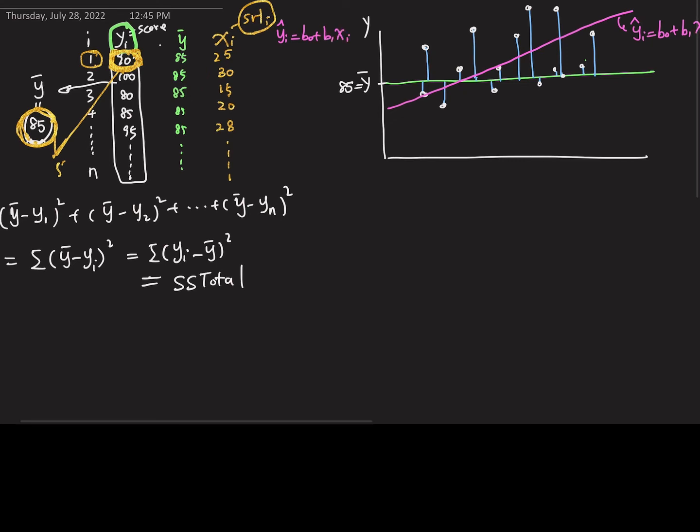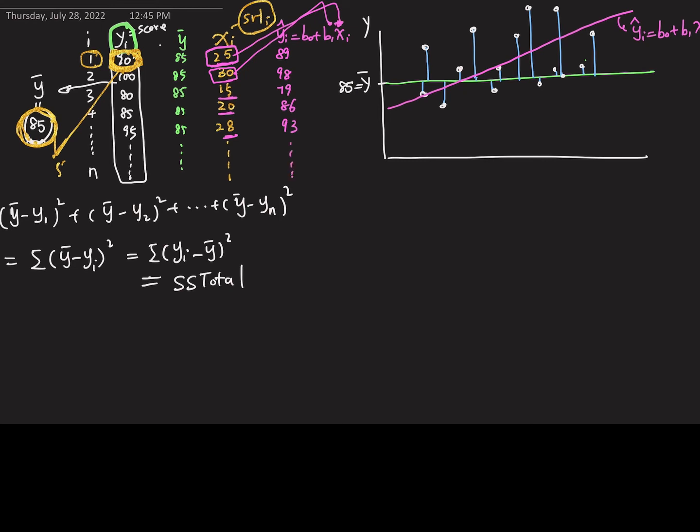And now we can get a predicted value of y, right? The predicted value of y only depends on x. We plug 25 into this equation and I get a predicted value of y. Maybe this is 89, just for example. Plug 30 into this equation, we get a predicted value of y, maybe it's 98. 15, 79, 20, 86, 28, 93.